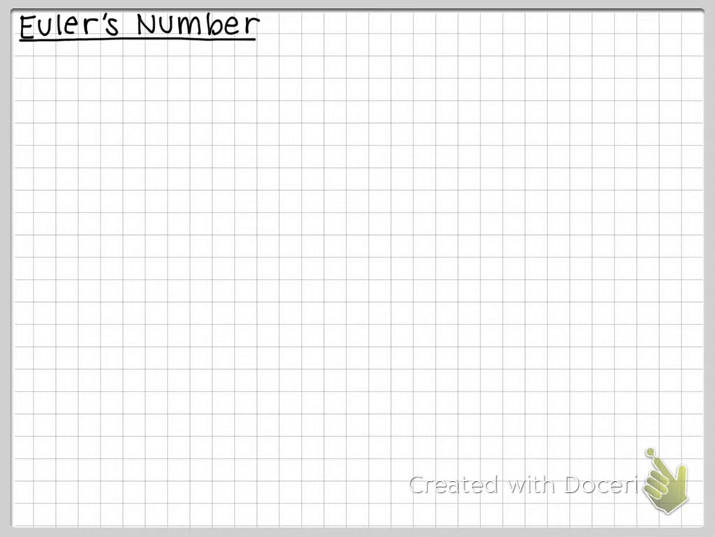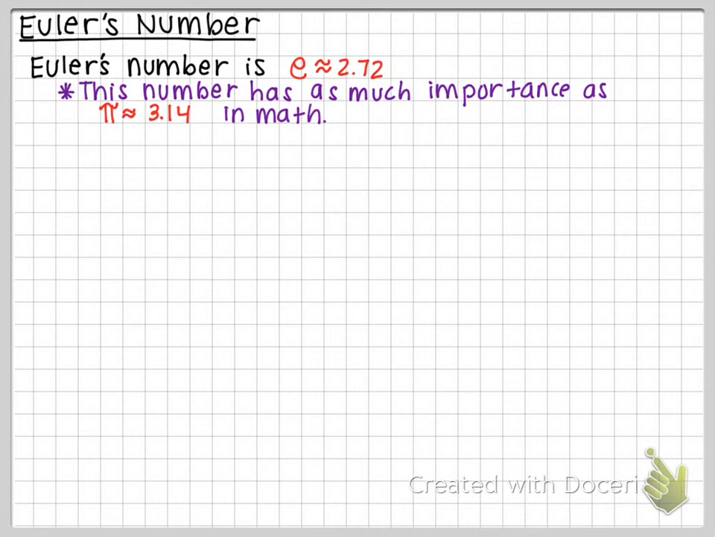Okay, the last thing I want to talk about is Euler's number. So Euler's number is about 2.72. This is going to come up in the rest of this unit as well. So the number has as much importance as pi equals 3.14 in math.